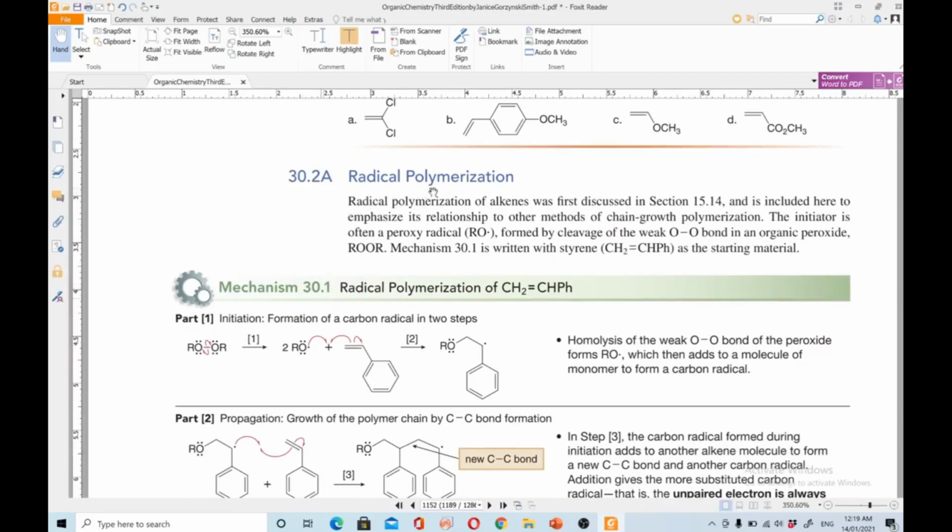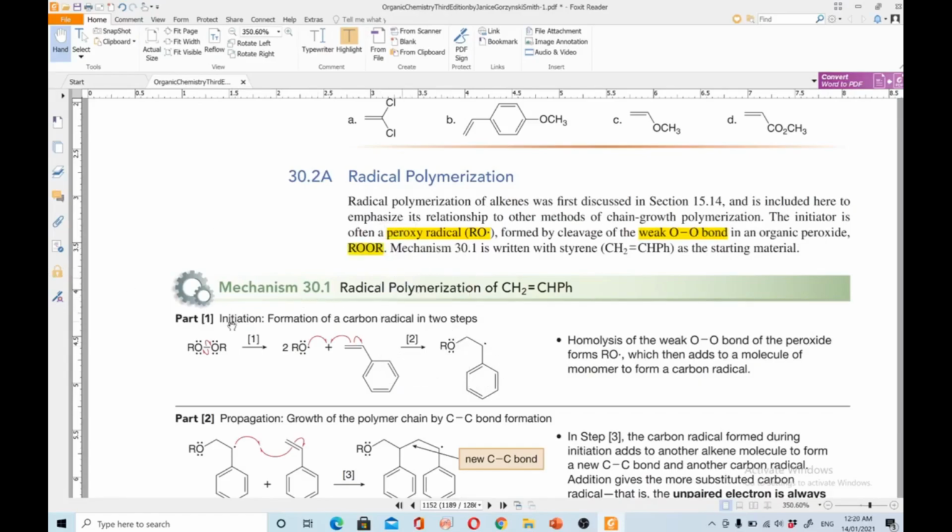Have a look at the radical polymerization. Radical polymerization of alkenes was first discussed in this section and is included here to emphasize its relationship to other methods of chain growth polymerization. The initiator is often a peroxy radical, which is this one, formed by cleavage of the weak oxygen-oxygen bond in an organic peroxide.